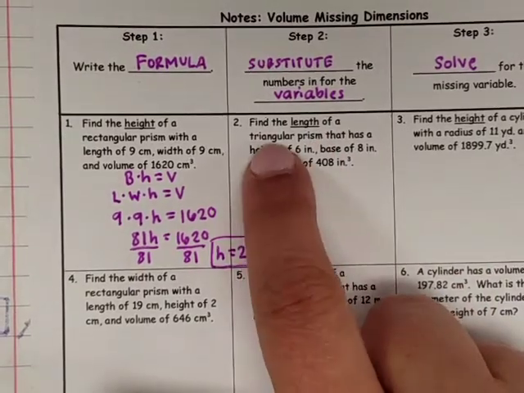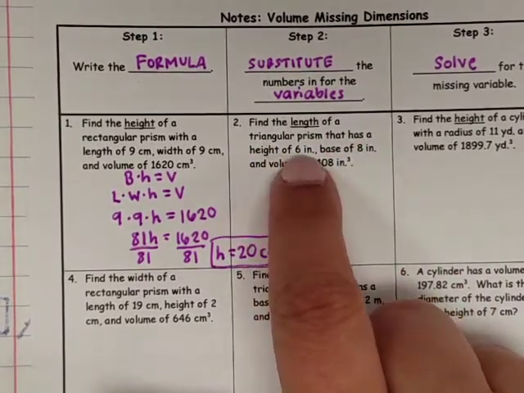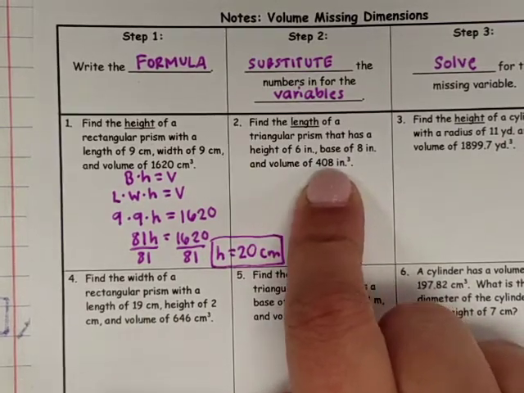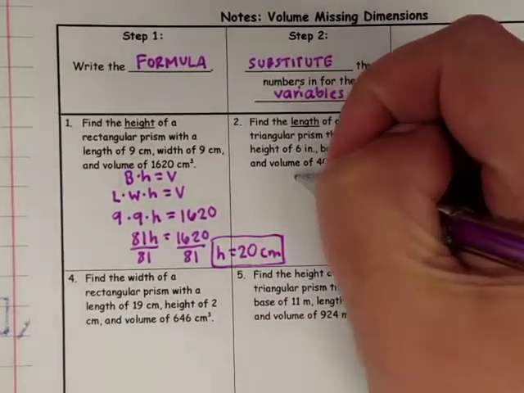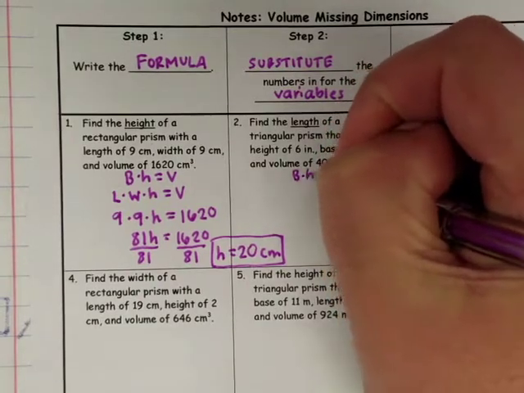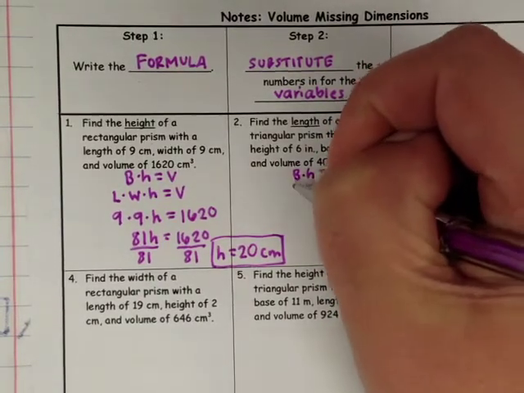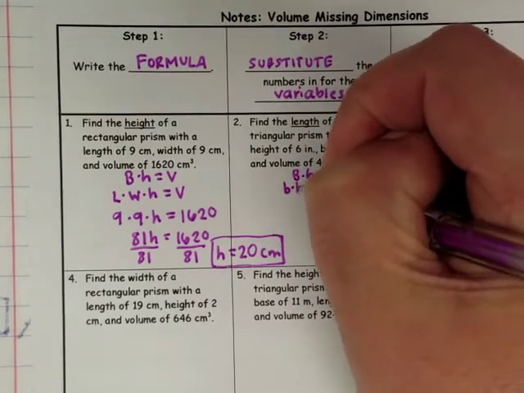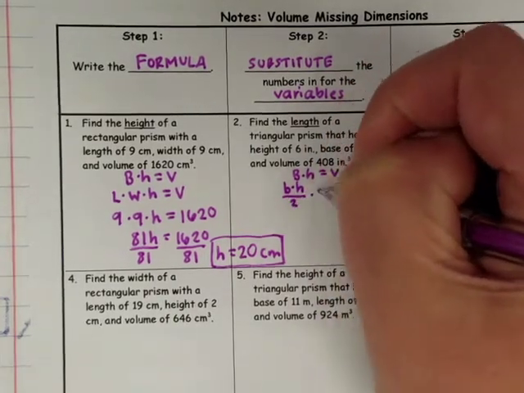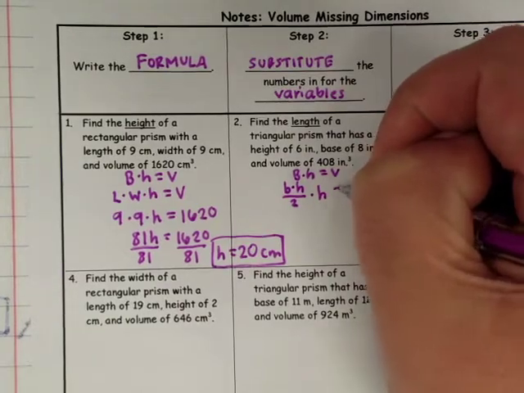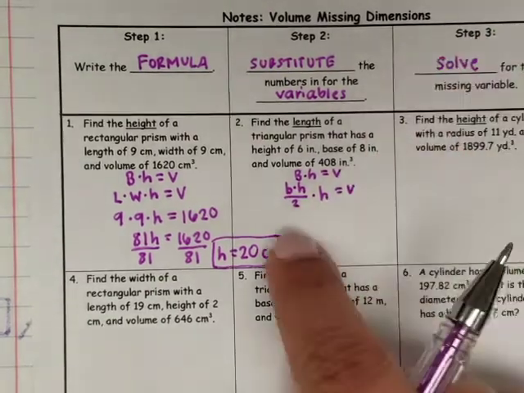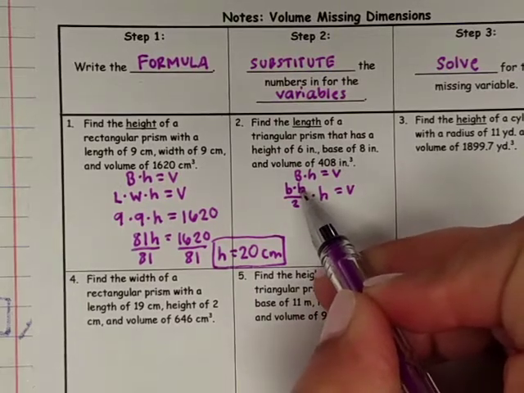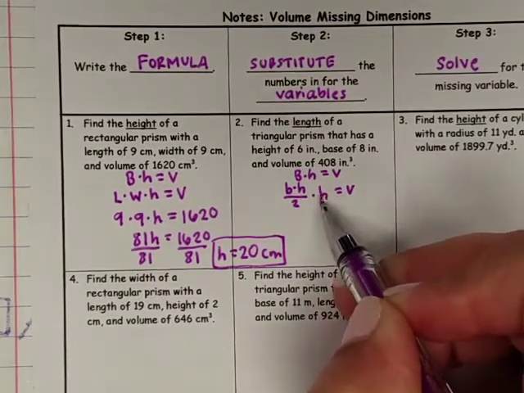Find the length of a triangular prism that has a height of 6, a base of 8 inches, and a volume of 408. So for a triangle, base times height equals volume. My base isn't the area of my triangle, so little b times h divided by 2, times the height of the prism, equals my volume, and then fill it in. And remember, this is the height for the triangle, and this is the height for the prism.